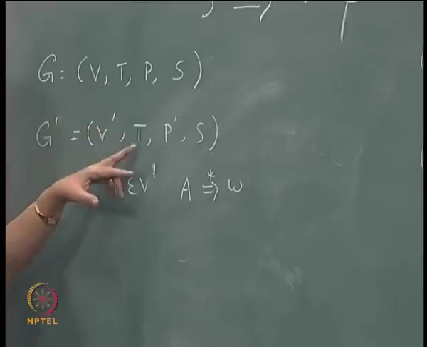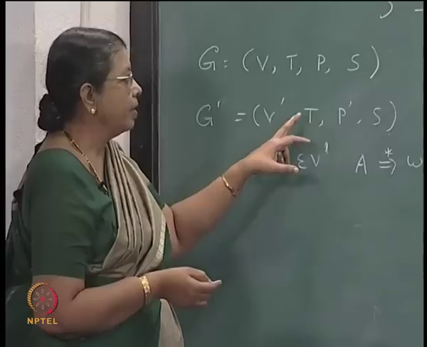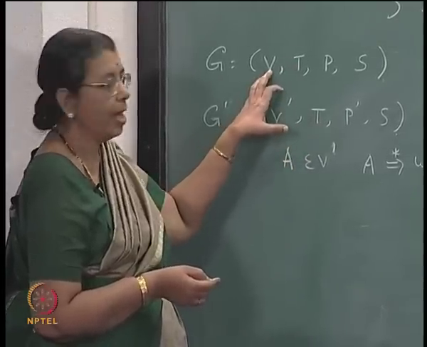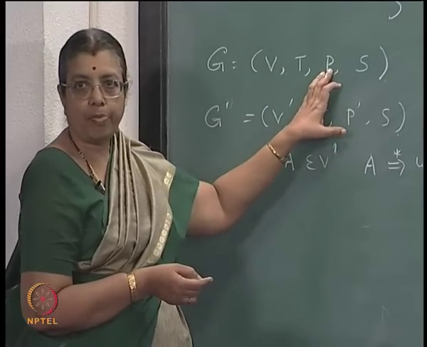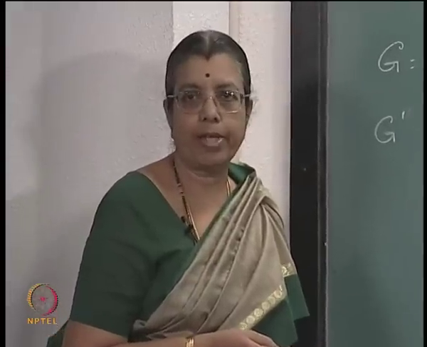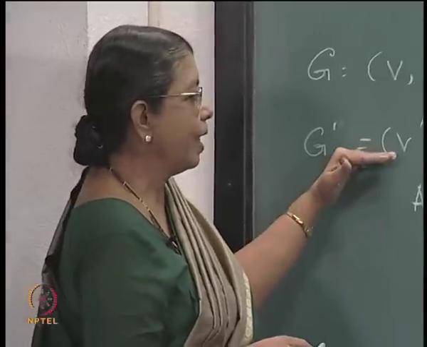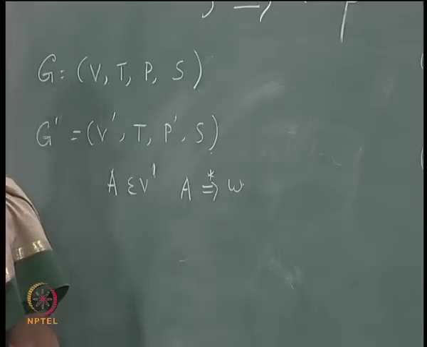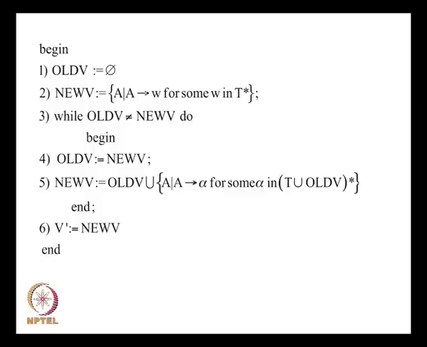In this case, the terminals are not really affected. So, we use the same T, but V' will be a subset of V and P' will be a subset of P. You just remove some non-terminals and productions involving them, so that in the resultant grammar you have the property that every non-terminal derives a terminal string. The steps are very simple. You use this algorithm to find the set of non-terminals.